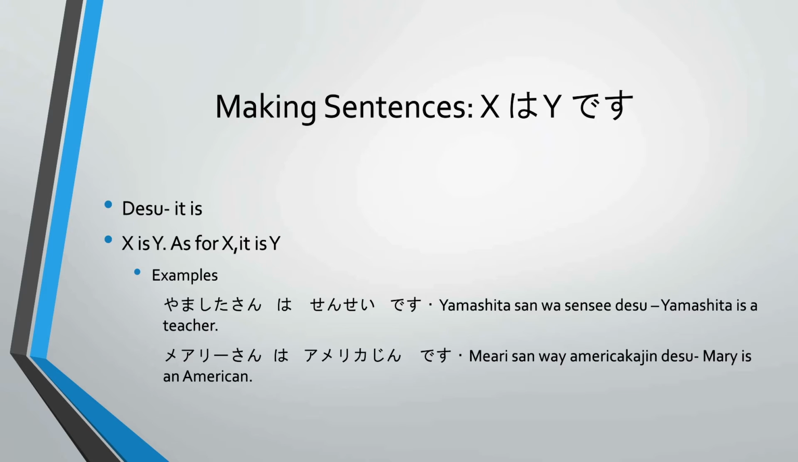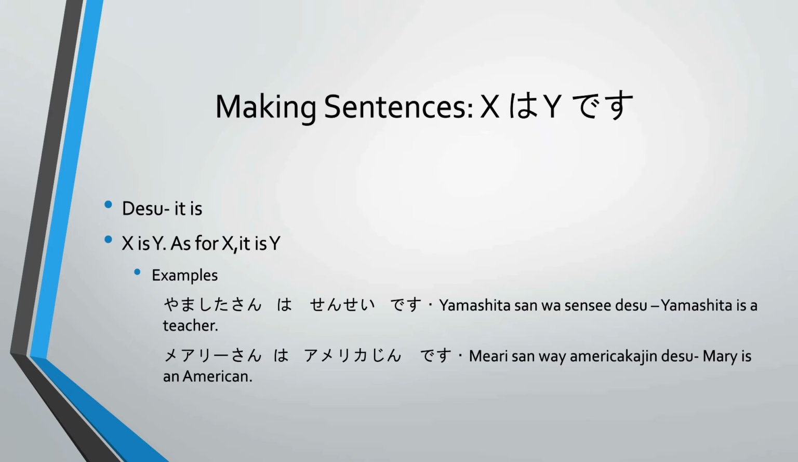Now we move over to making sentences. So we talked about desu in the last video. Desu is sort of "it is." Making sentences, X is Y. As for X, it is Y. Is sort of the idea you want to go with. So we have some example sentences down here.